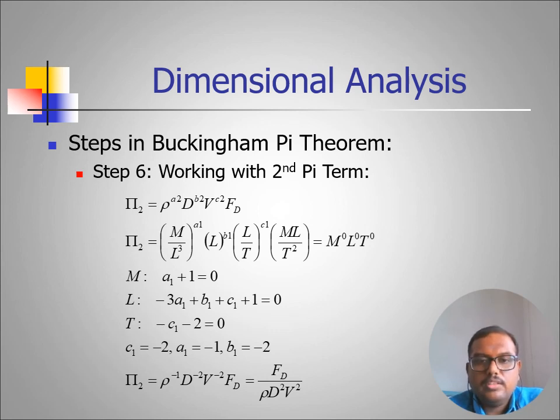Now we are equating this equation. We directly get a2 equal to minus 1, and c2 equal to minus 2. Substituting c2 equal to minus 2 and a2 equal to minus 1 in the equation, we get b2 equal to minus 2. Now we substitute these powers in the dimensionless term. So pi2 equals rho to the power minus 1, d to the power minus 2 and v to the power minus 2, into Fd. So we get Fd by rho d square v square.